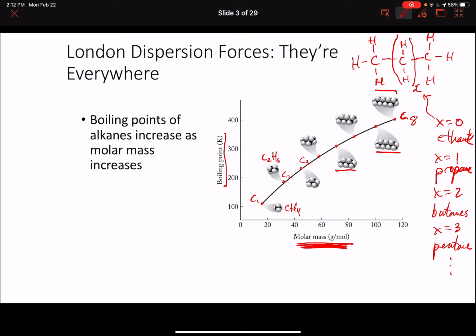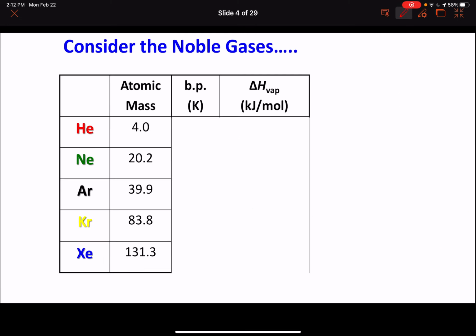Okay, let's push ourselves further and think about perhaps an even simpler class of compounds, but one that you haven't necessarily thought about before. Let's think about the noble gases. So the noble gases are listed here. Again, you would find these in group 8 of the periodic table, the last column at right. Helium, neon, argon, krypton, and xenon, down the column here of noble gases.